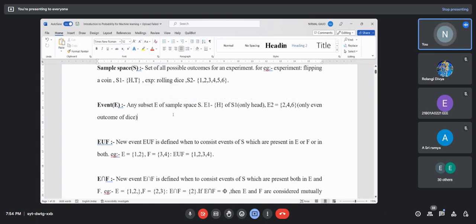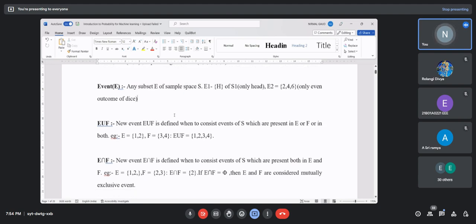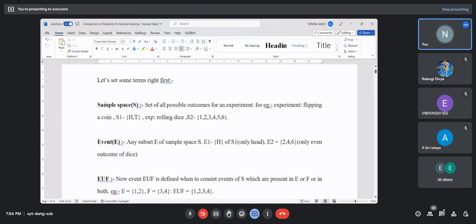An event is a subset of the sample space. If I have only head, or only tail, or both head and tail, it's a subset of the sample space. It's an event. If I have 2, 4, 6 out of 1, 2, 3, 4, 5, 6, that is also an event.